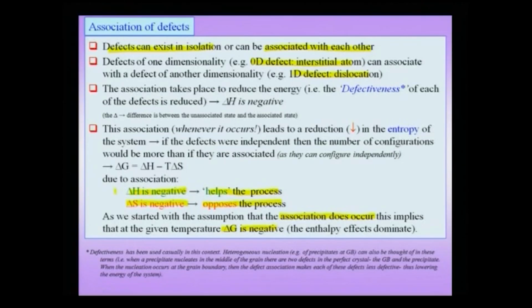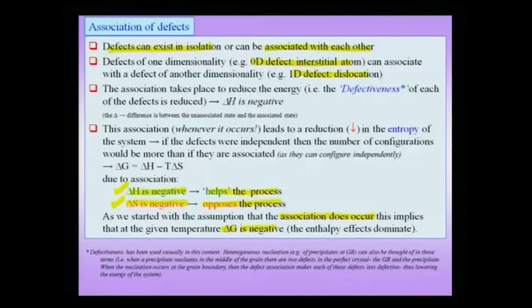What I am trying to do now is further analyze this delta G in terms of a delta H and a delta S. I am seeing that the delta H in this association is trying to help the process to take place, while the delta S is negative and tries to oppose the process from occurring. So, let us see why this happens in a little more detail. Now, why should delta H be negative?